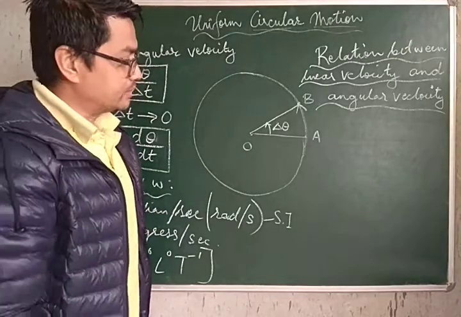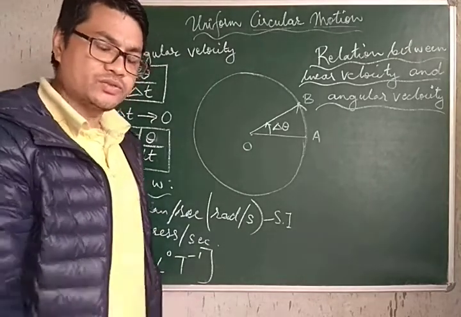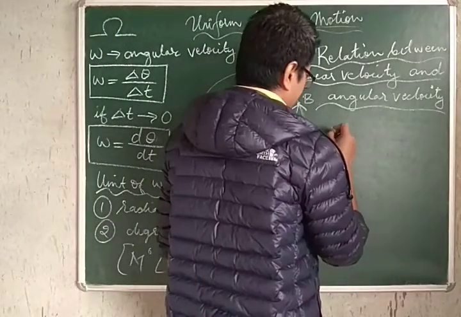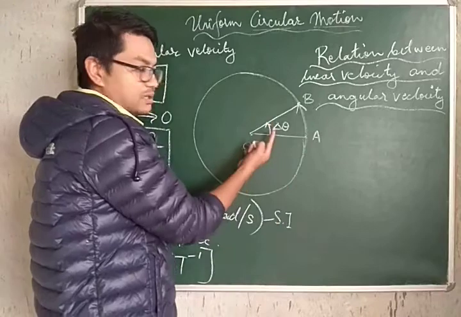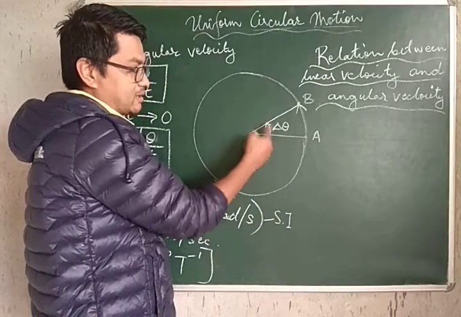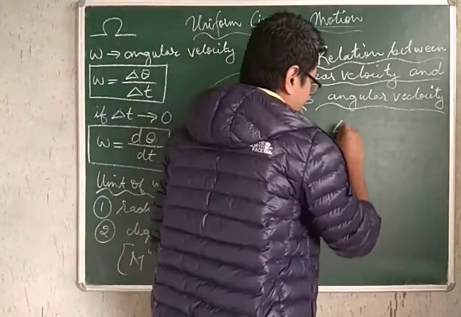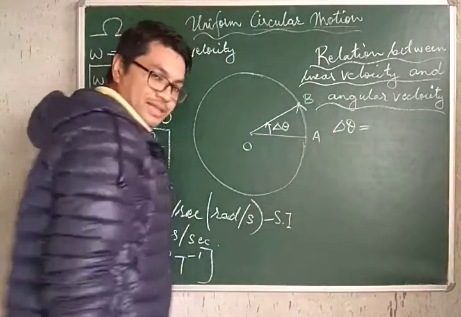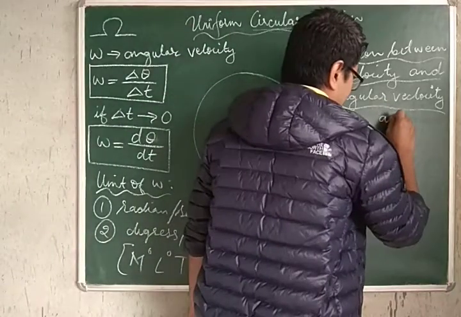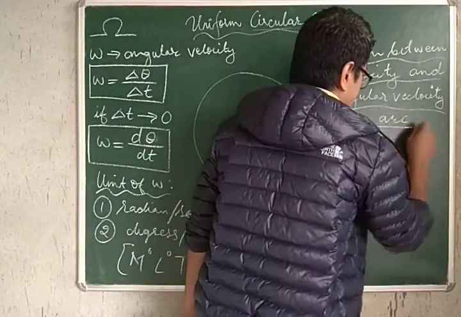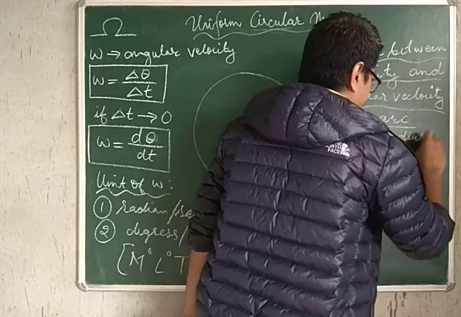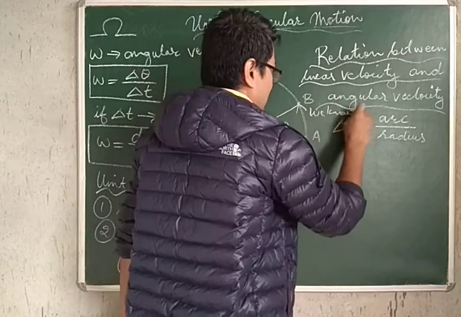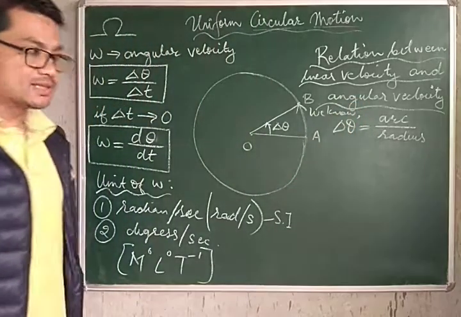Now, I don't know whether you studied circles in class 10 or not, but there's one relation which says that the angle described at the center, of course in our case it is delta theta, is equal to arc divided by the radius. So you can start with: we know delta theta is equal to arc by radius.